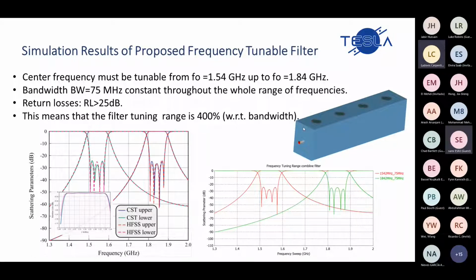We designed a whole 4-pole filter having a central frequency of 1.84 gigahertz, and we intended to tune the center frequency of the filter down to 1.54 gigahertz while maintaining the bandwidth of 75 megahertz. The initial return loss was 25 dB, and we intended to maintain the same equiripple return loss throughout the tuning range.